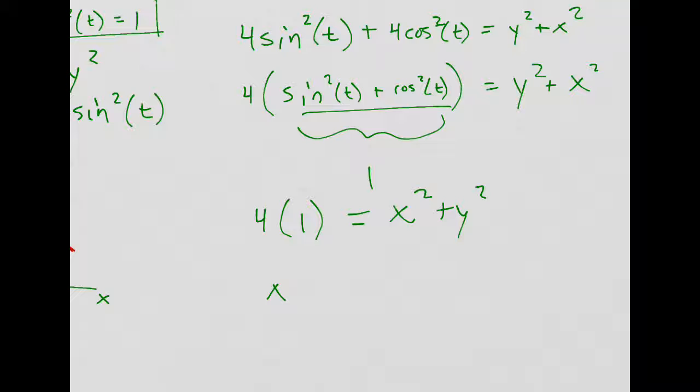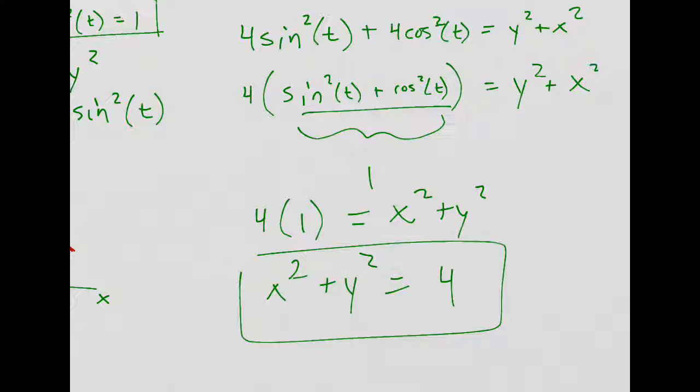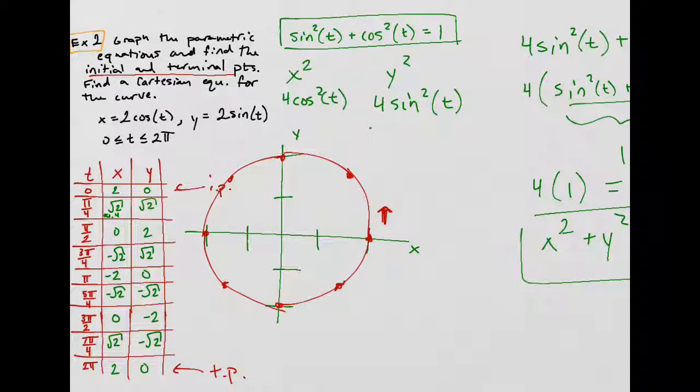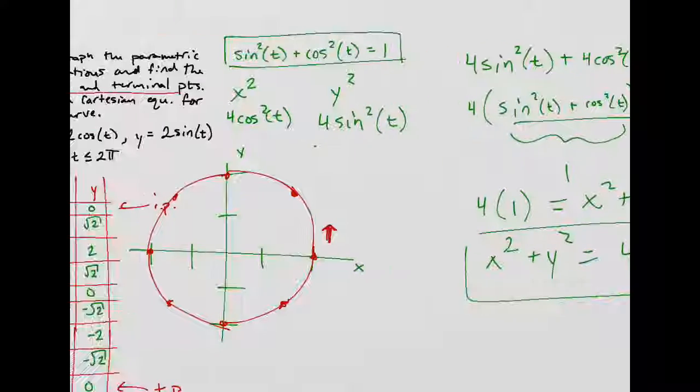So really, I have an equation of a circle. x squared plus y squared equals 4. There we go. I think we did everything that it said. The initial point is when t equals 0, and it's 2, 0. And the terminal point is when t equals 2 pi, it's also 2, 0. And that's it for this video.